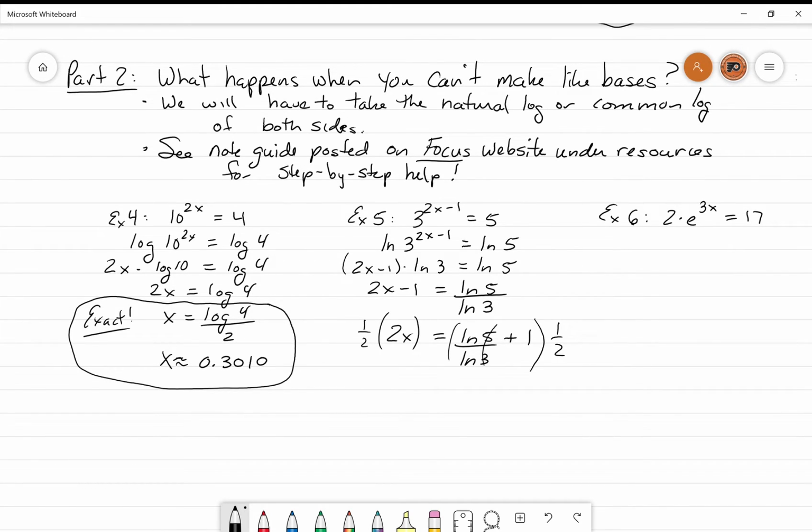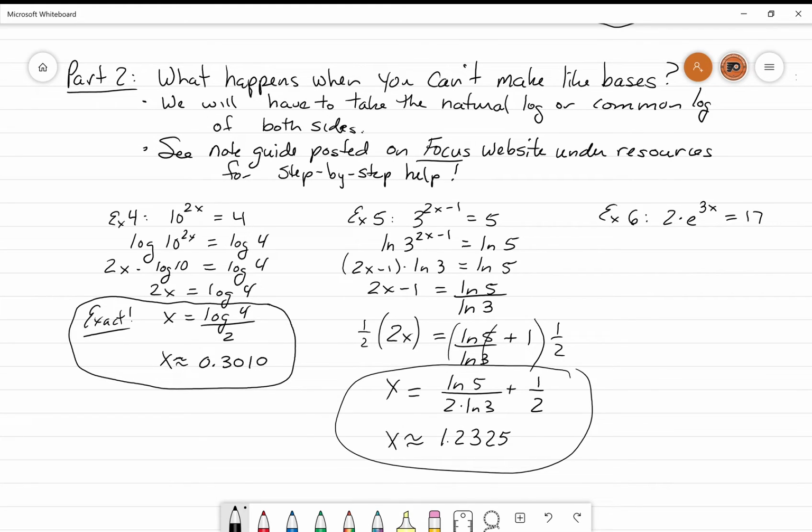Sorry about that extra parenthesis. We get natural log 5 over 2 natural log 3 plus 1/2. That represents our exact answer. If you take a calculator at this point, we can change that into an approximation. I apologize if I said it wrong. And here's what it looks like as an approximation. Both answers are good.